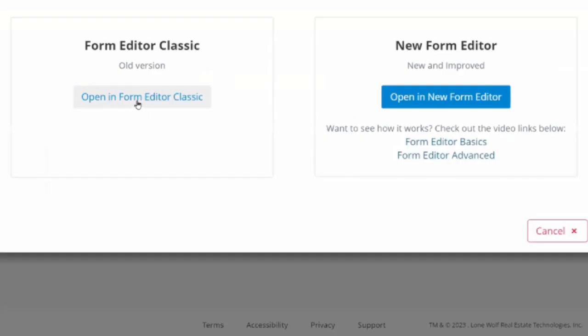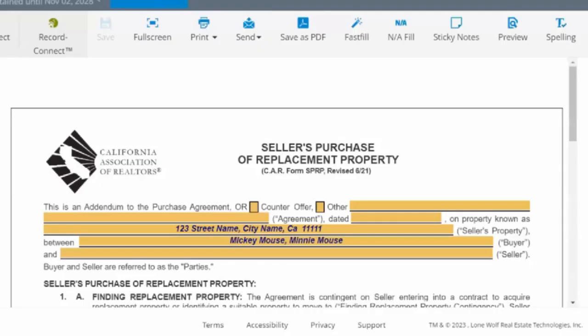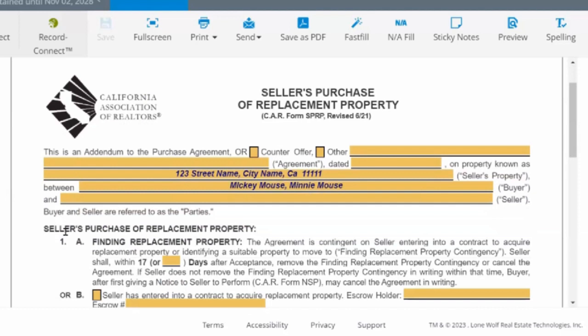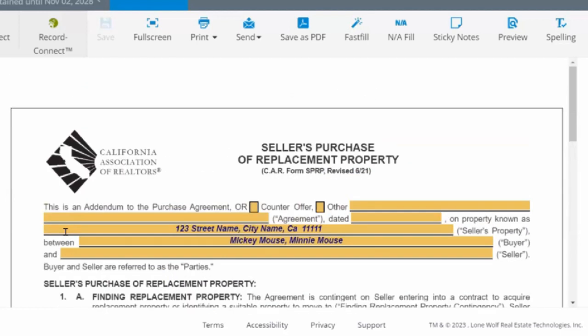Okay, so this is the seller's purchase of replacement property. This form gets used when the seller is going to be purchasing a new home and doesn't want to end up homeless in the process. Does that make sense? Okay. This is one of those forms, just like the seller in possession form, that you want to have incorporated, negotiated and agreed to before you go into escrow. So this should be an addendum to either the purchase agreement or a counteroffer form, with the top of it filled out just like any other form.